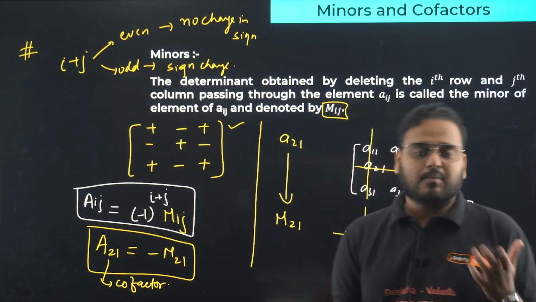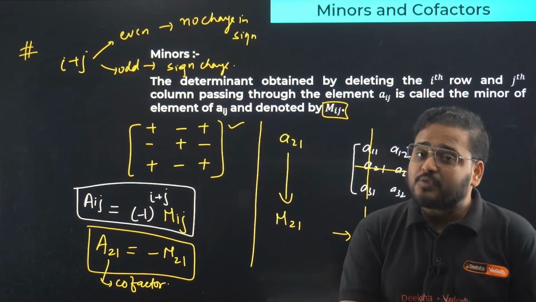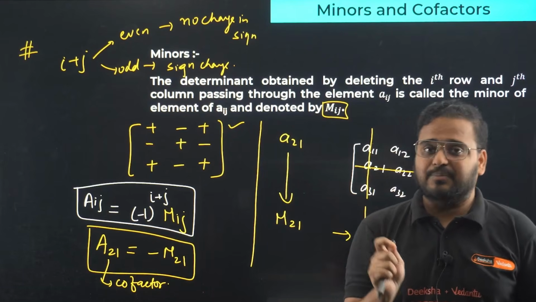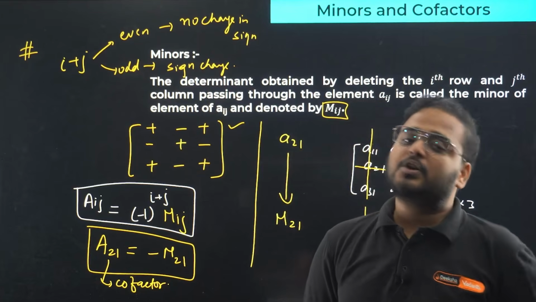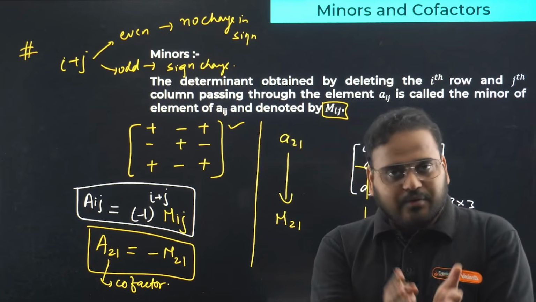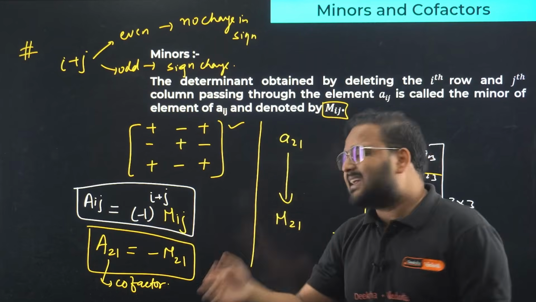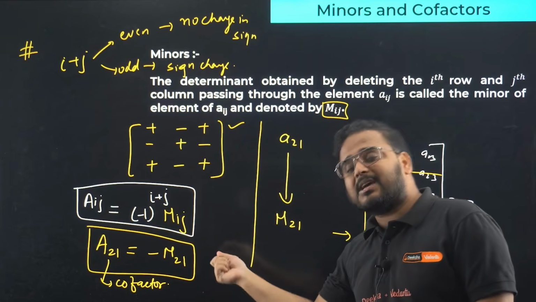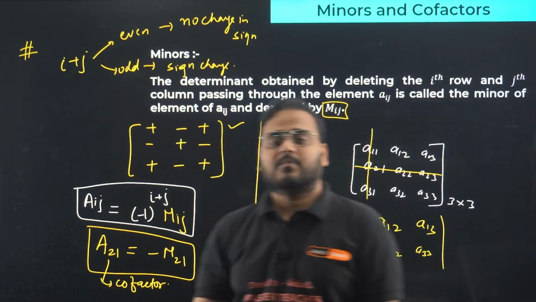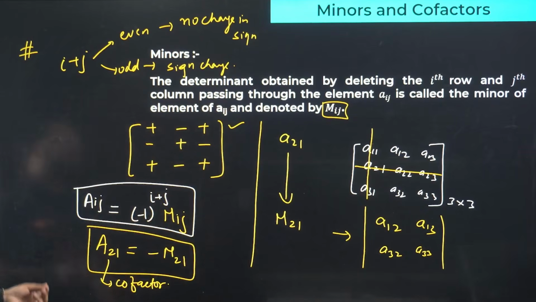Aij, capital A. Remember, small a is for the elements of the matrix, whereas capital A is for the cofactors of each of the elements. Again, as we had minors for each of the elements, we'll have cofactors also for each of the elements. All of you agree? Okay, so Aij will be the cofactor, written as minus 1 power i plus j times Mij. What is Mij? The minor of the element. Okay, so you got it right? So minors and cofactors must be clear.